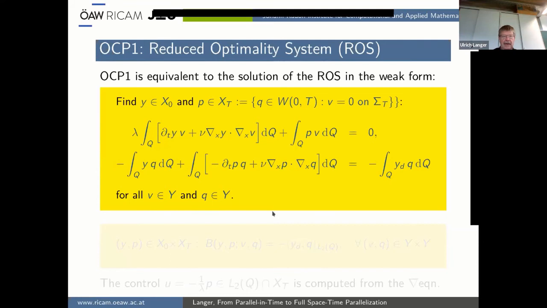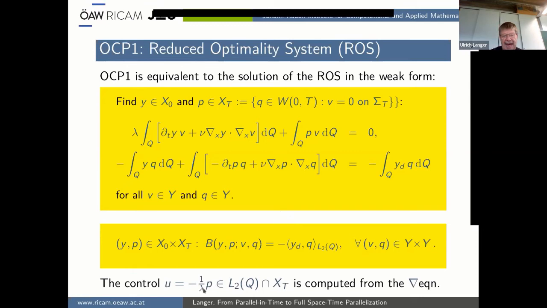Then this problem is equivalent to the reduced optimality system, and we know that this has a unique solution. This is via the minimization problem. But I look only at the reduced optimality system, reduced by the gradient equation. So I eliminate the control by the adjoint or the co-state. When you look at the state and the co-state, the state is zero at the initial time, and the co-state is zero at the end of the space-time cylinder. This is sigma_T, so I have sigma, the side, the mantle, and sigma_0 the initial and sigma_T the end.